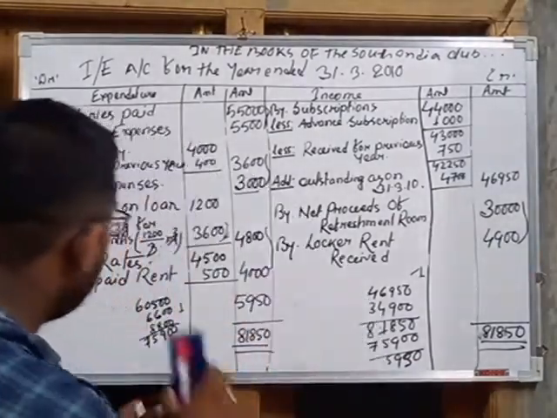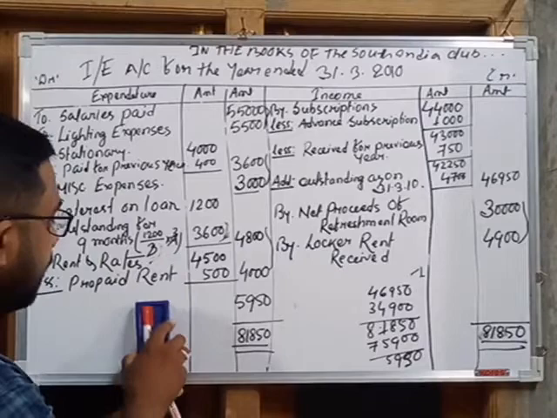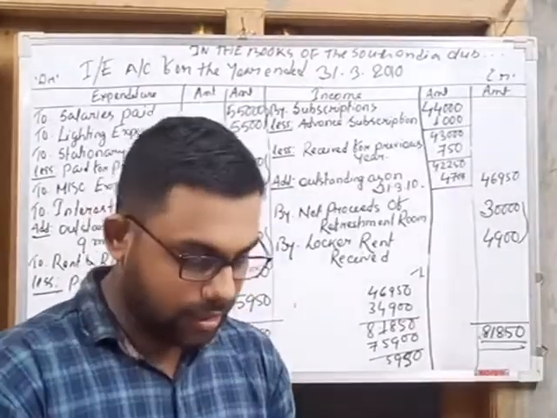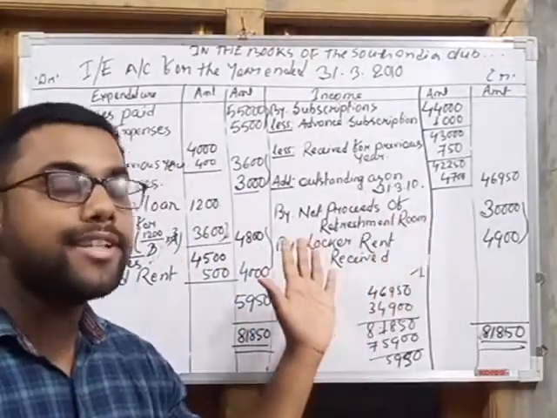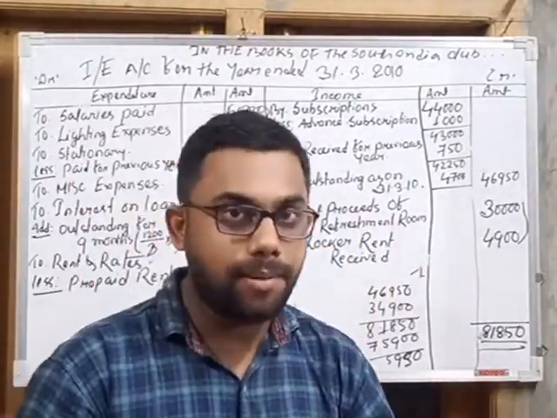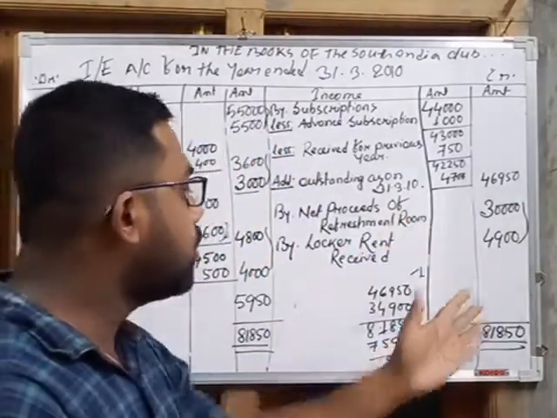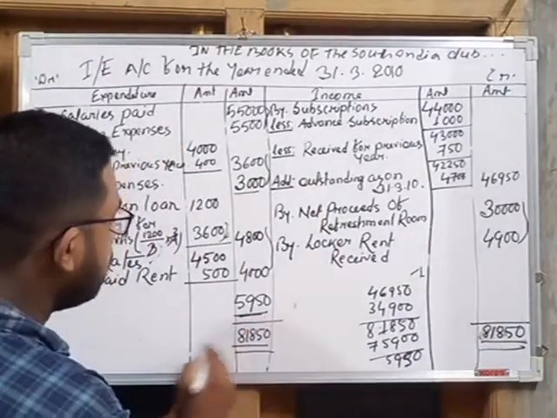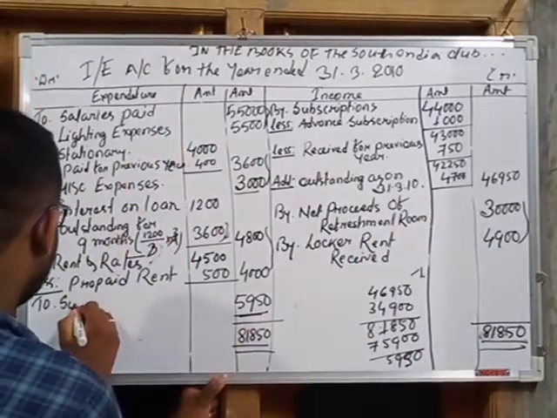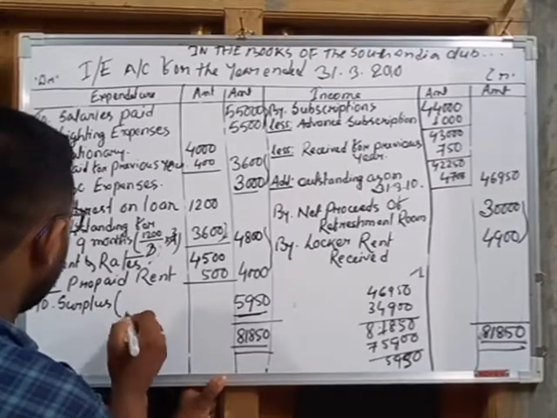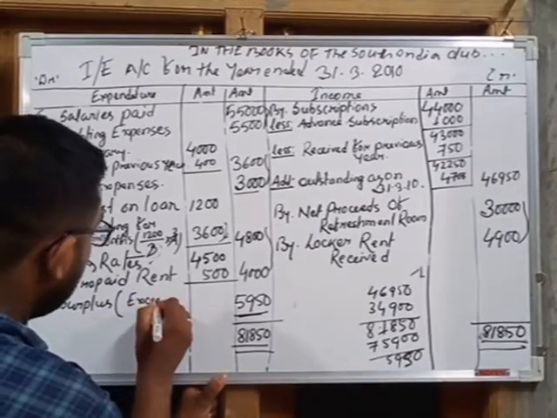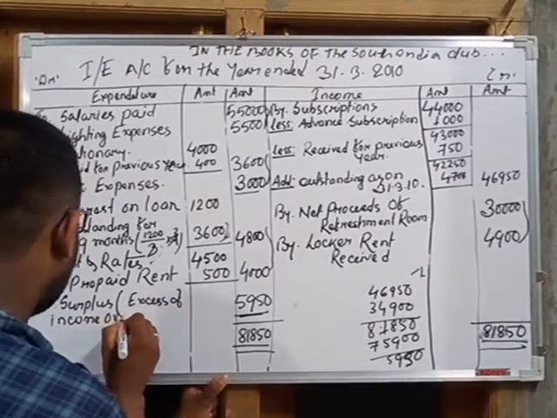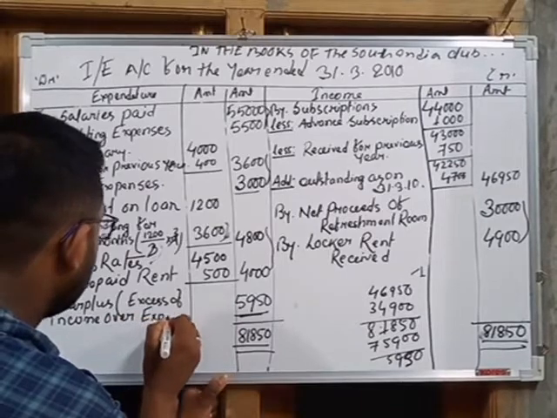Now the difference in the result of the income and expenditure account is either a surplus or a deficit. If the income side is more than the expenditure side, then whatever the balance is, it is a surplus, that means profit. In that question, the income side is more than the expenditure side, and the balance is 5,950, so it is the surplus. To surplus, in brackets we write excess of income over expenditure.